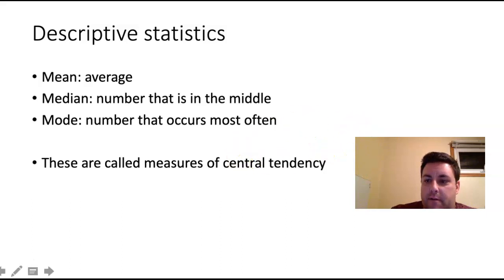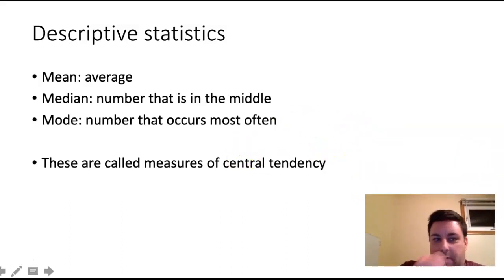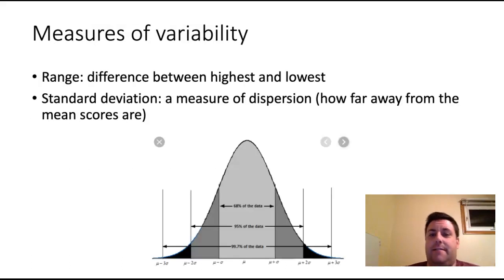So a couple of things to know. Descriptive statistics: mean, median, and mode. You may have heard about these before. They're called measures of central tendency. Mean is simply the average. Median is simply the number that occurs in the middle. So you line up all the scores from highest to lowest, and you take the one that's in the middle. That's the median. And then the mode is simply the number that occurs most often. Like I said, these are called measures of central tendency.